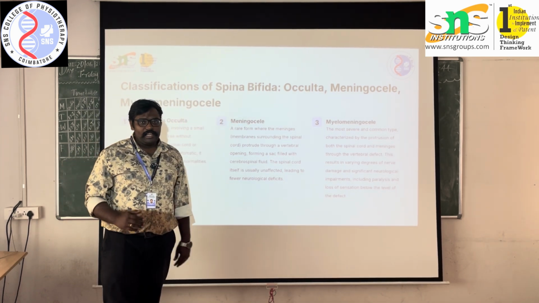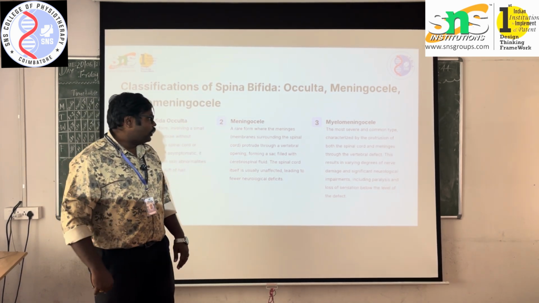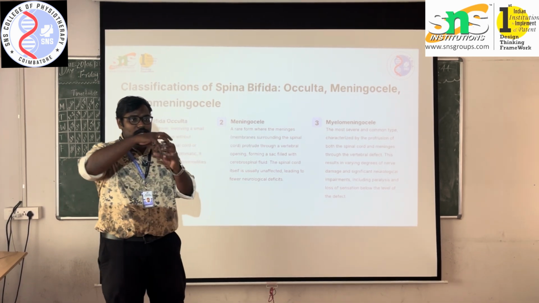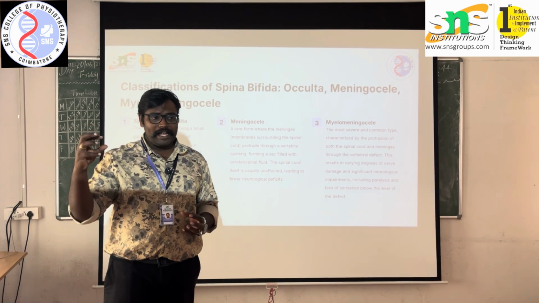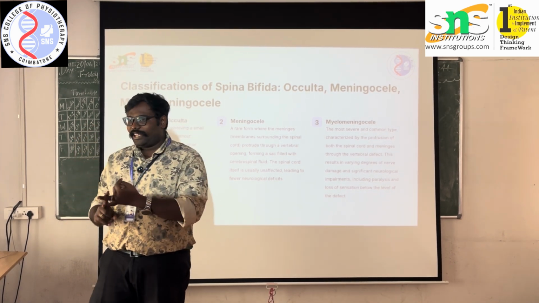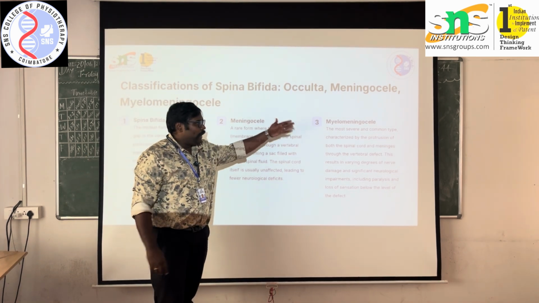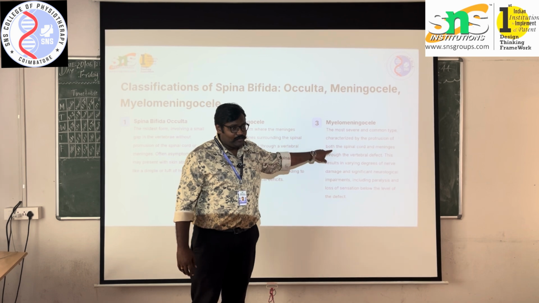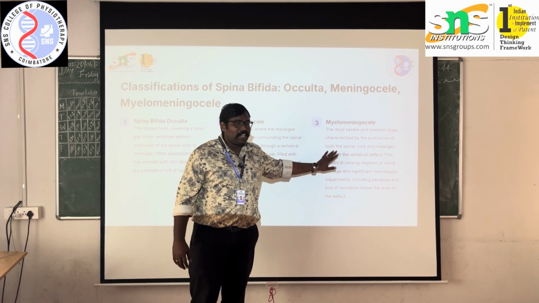And this meningocele will be the rarer form involving the meninges, and here there will be a protrusion onto the back area, and this protrusion will have the CSF fluid, the spine and the membrane. Myelomeningocele, the third and last type, is the most severe and also the most common type.